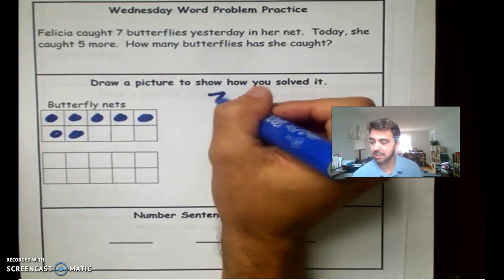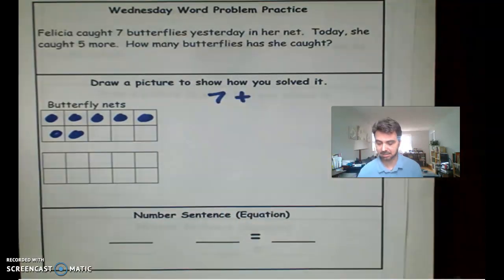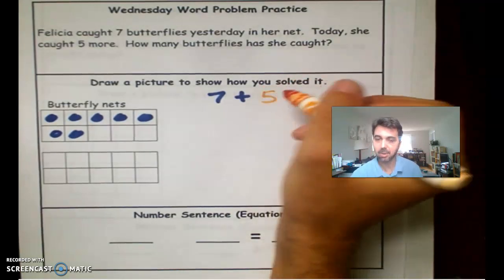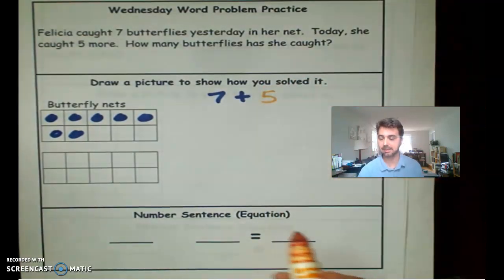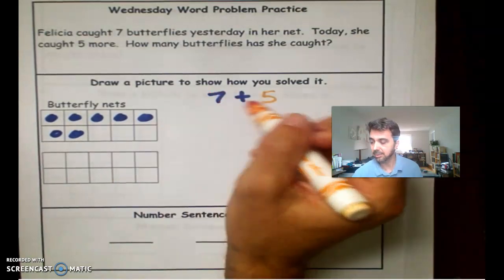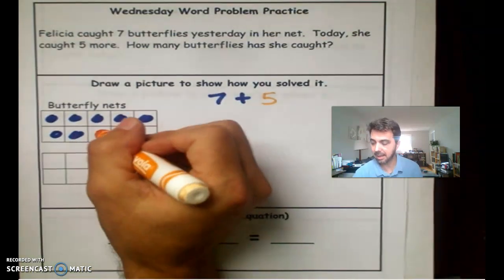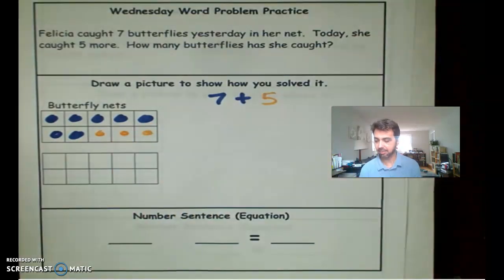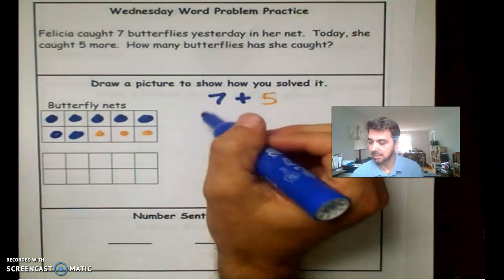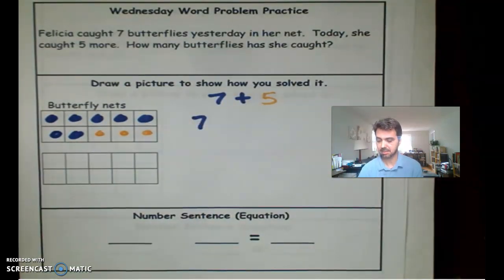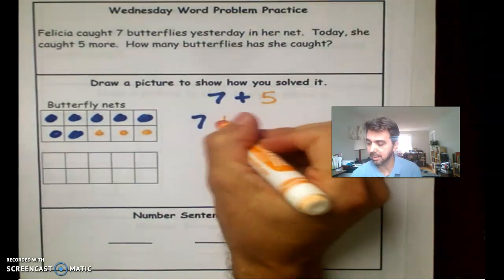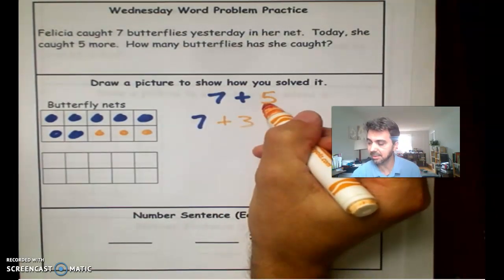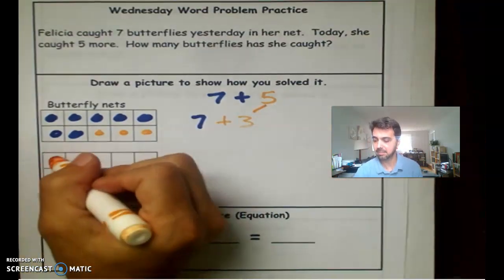So we have 7 plus 5 more. Okay, and if I'm going too fast, just pause the video and write it down and then catch up, okay? So we're going to do 7 plus 5. We're going to add our 5. First, I'm going to add 3 to the net. So that gives me 7 plus 3. So we're breaking up this 5 into 3, and we need 2 more, right?